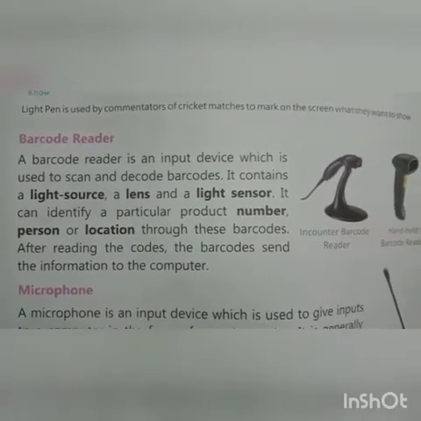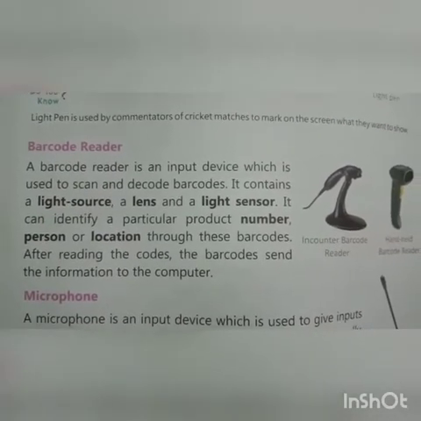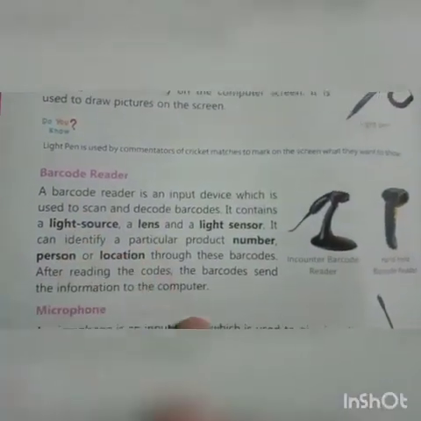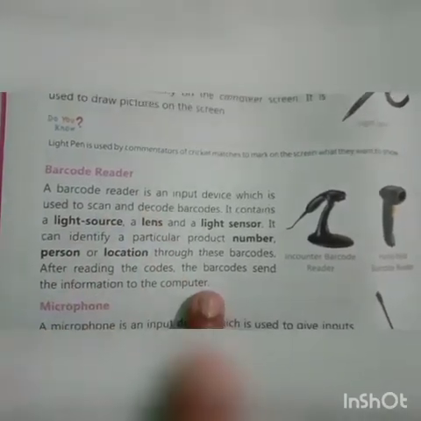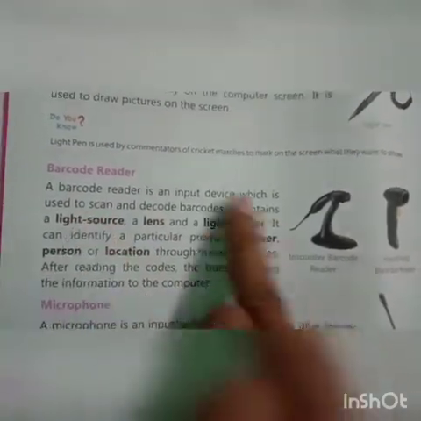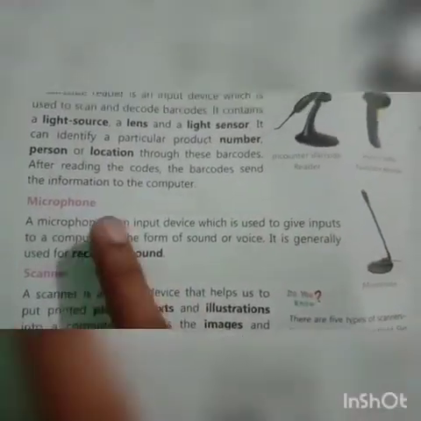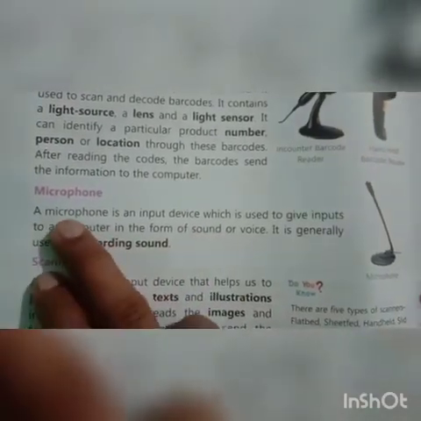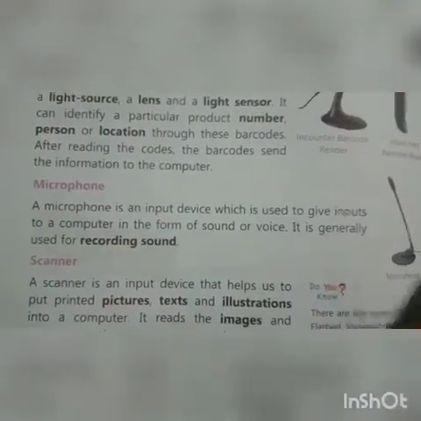Students, as I told you, the devices that give information to the computer are called input devices. So the barcode reader is giving barcodes to the computer, meaning it is giving information to the computer. So this is also called an input device. Next is microphone. A microphone gives sound or voice to the computer. A microphone is an input device which is used to give input to a computer in the form of sound or voice. It is generally used for recording sound.